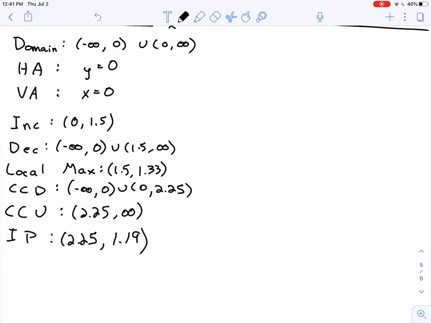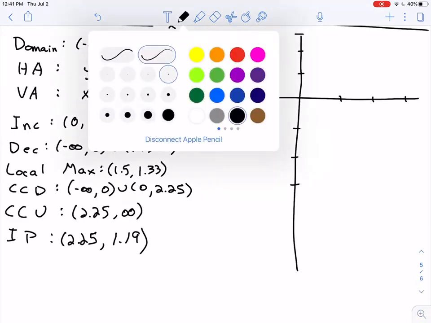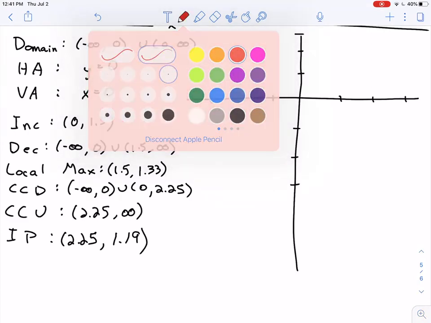Okay, we're almost there. So let's make a coordinate axis. I'm going to make mine look something like this. And let's see, most of our numbers are relatively close to 0, so we'll say 1, 2, 3, on each side of each axis. How about that?